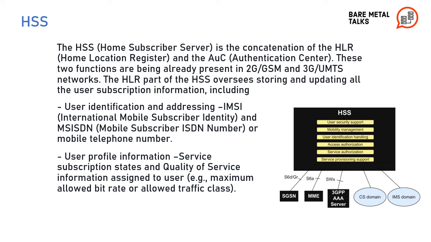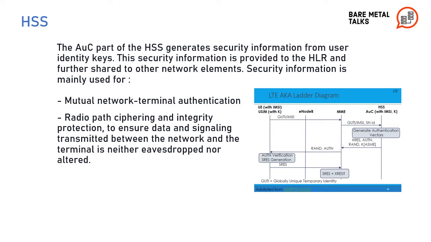The Authentication Center part of the Home Subscriber Server generates security information from user identity keys. This security information is provided to HLR and further shared with other network elements. Security information is mainly used for mutual network-terminal authentication, radio path ciphering, and integrity protection to ensure data and signaling transmitted between the network and terminal is neither eavesdropped nor altered.